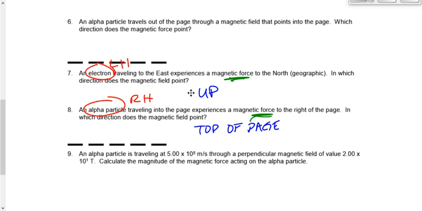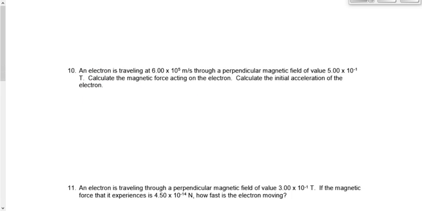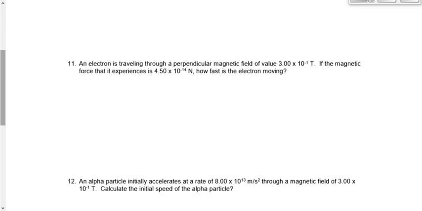And let's take a look at number 11 as well. Number 11 says an electron is traveling through a perpendicular magnetic field. That just means that we're allowed to use the hand rule. We're allowed to use the equation. Here's the magnetic field strength, 10 to the minus 1 Tesla. Does that seem reasonable? Yeah, it is. It's strong, about 10 times stronger than the average bar magnet, but it's certainly possible, certainly reasonable.